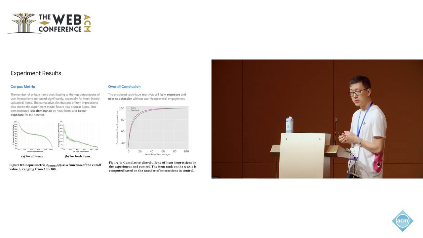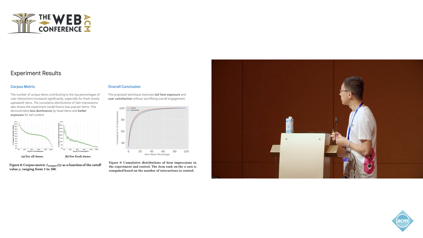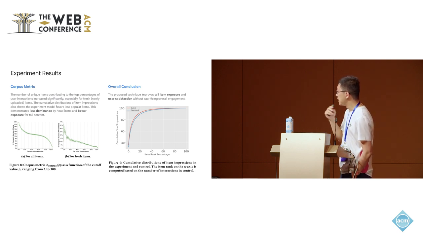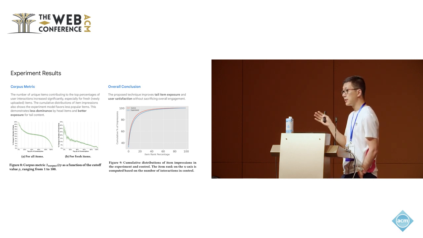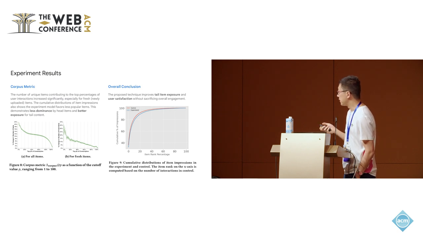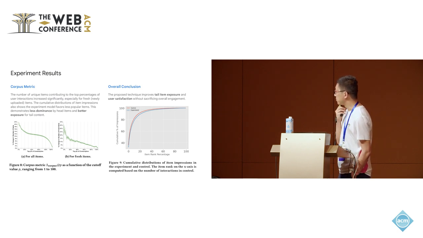On top of that, we also want to make sure that the corpus metric also improved. Again, this is the corpus metric we just defined. It's like the number of unique items contributing to the percentage of user interaction. You can see that for all items across different P values, they're all positive, meaning that across different item sections, the popularity bias is reduced. Furthermore, if you focus on fresh items, this increase is more significant. This indicates that there's less dominance by the head items and better exposure for tail items.